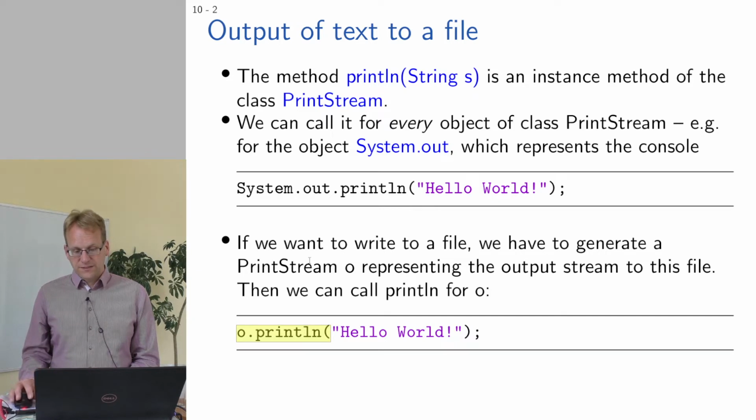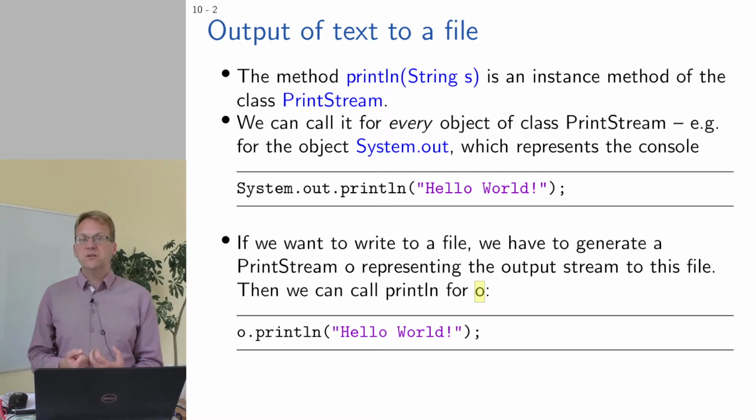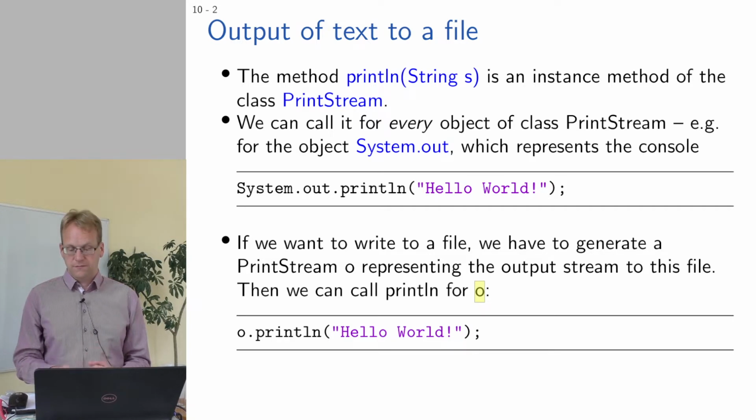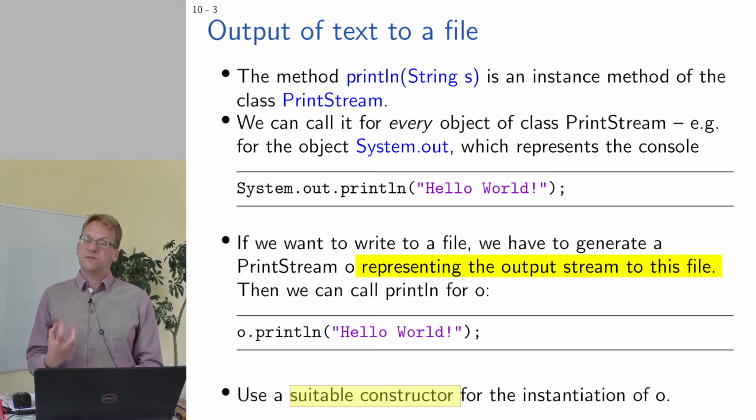Well, and of course, then the main question that remains is, how do we create such a PrintStream o, which is representing the output stream to a file? And the answer is, we just need a suitable constructor for this class PrintStream, which is instantiating such an object, meaning an object representing a stream to an output file.